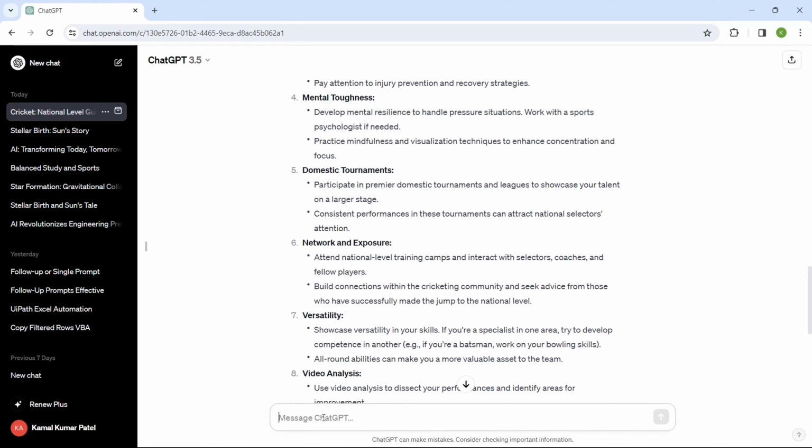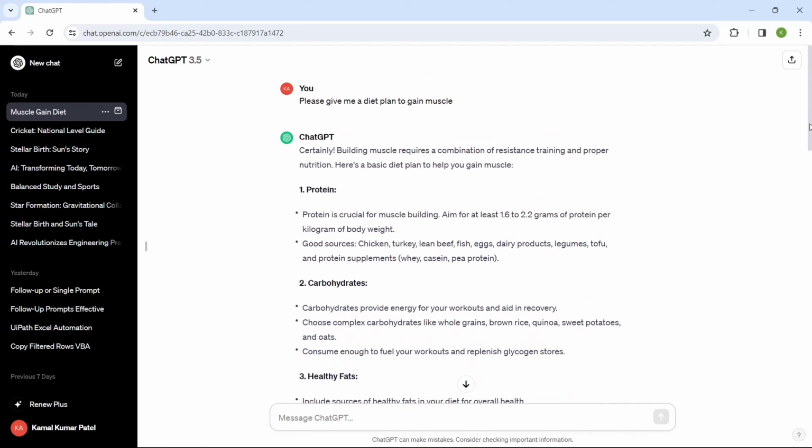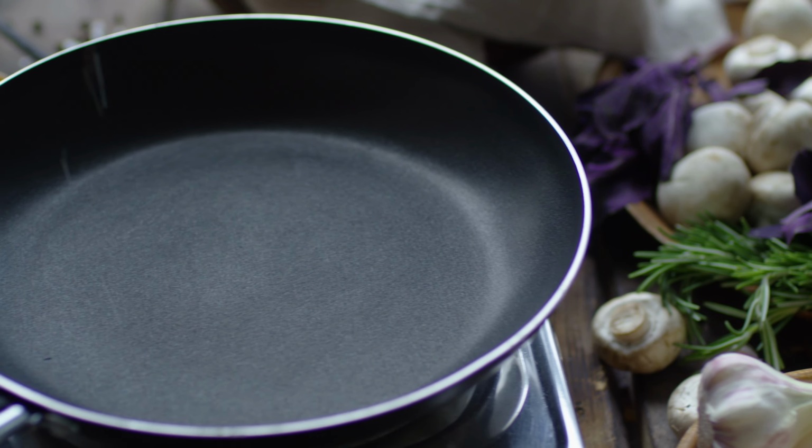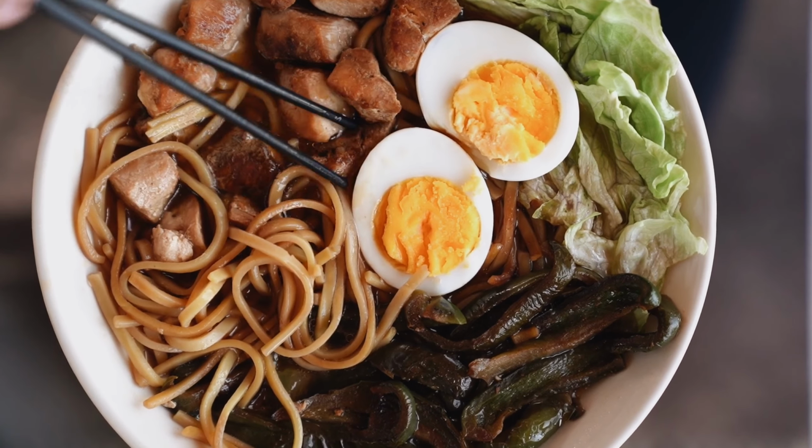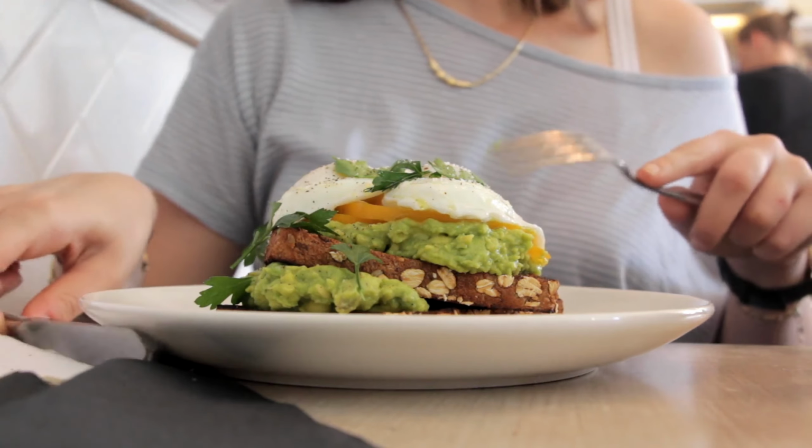Let's say you want a diet plan for gaining muscle: please give me a diet plan to gain muscle. So it has given different sources of protein, carbohydrates, and healthy fats. That is chicken, fish, eggs, dairy products. And in carbohydrates, it says choose complex carbohydrates like whole grains, brown rice, quinoa, sweet potatoes, and some healthy fats here. And then it has explained what should be your breakfast, lunch, and afternoon snacks, all those things. So in the breakfast, it says scrambled eggs with spinach and whole grain toast. So it has given a mix of vegetarian and non-vegetarian food. But let's say if you want only veg food, then you need to provide your preferences with a better prompt.